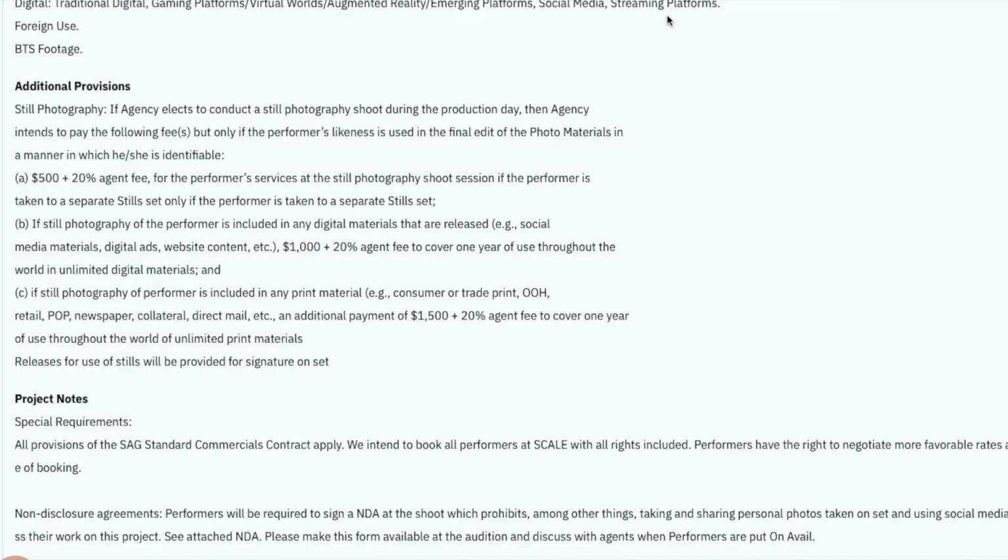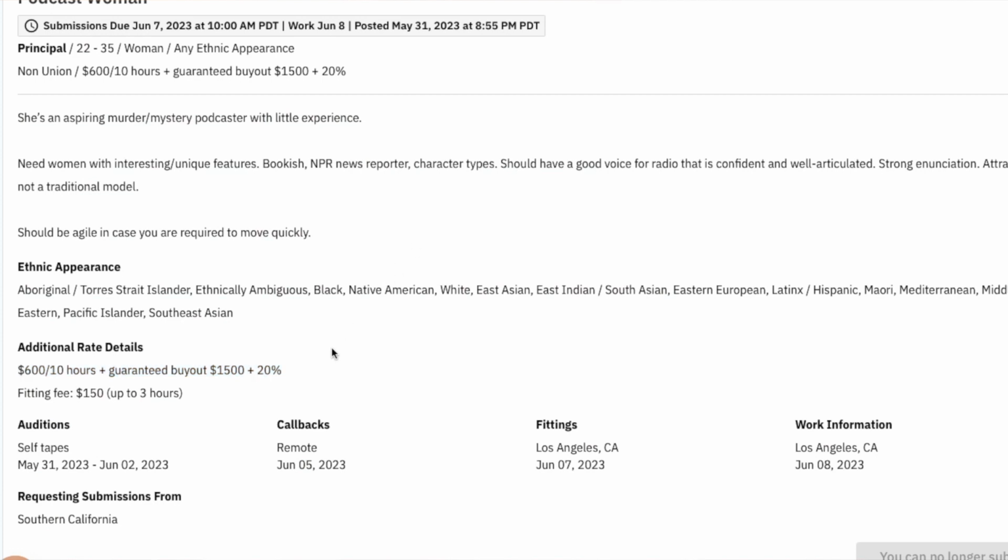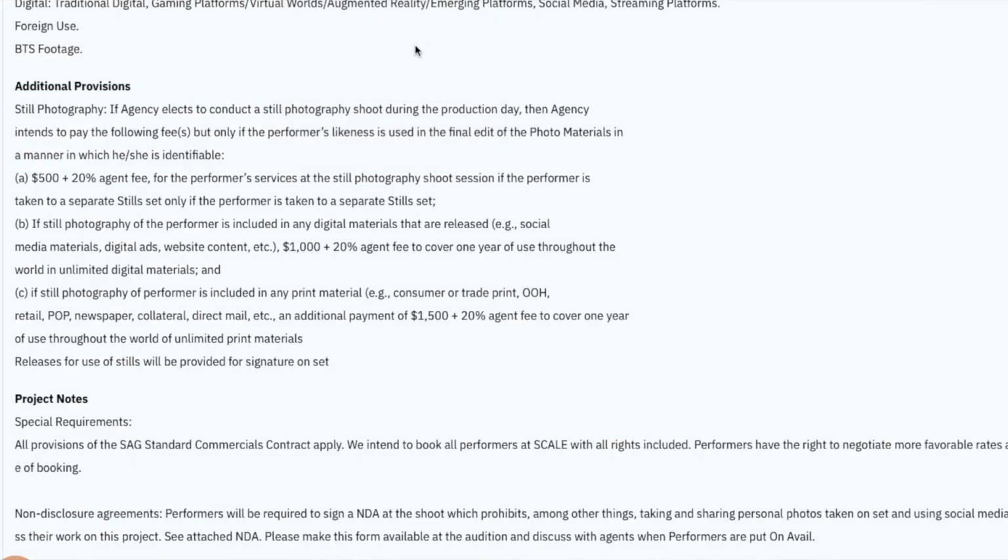So we're going to take a look at a breakdown, well, 2 of them, just so you can see how that normally looks. Here on this breakdown, it says $600 for the day, $1,500 for the buyout, plus 20%. And see, there's nothing by that. So you're like, what's that 20%? That's the agency fee. And depending on the posting, another casting director actually types it out, you'll see it here: $1,500 plus 20% agency fee.